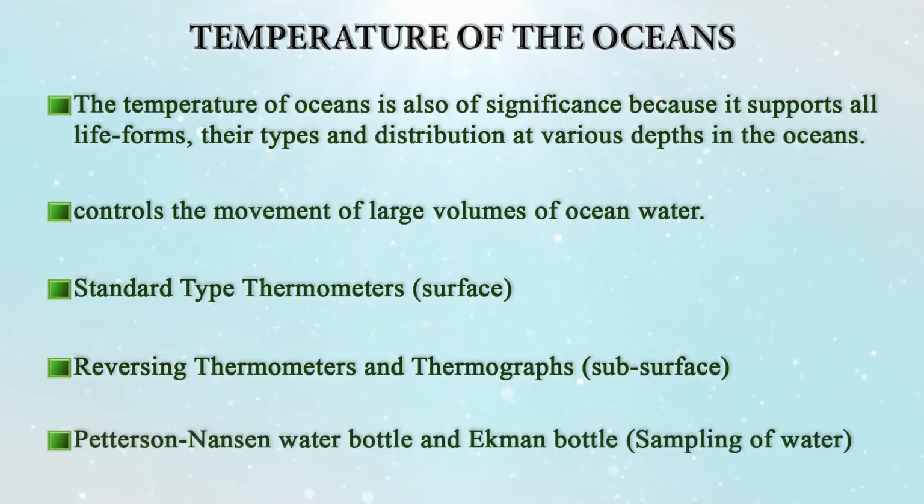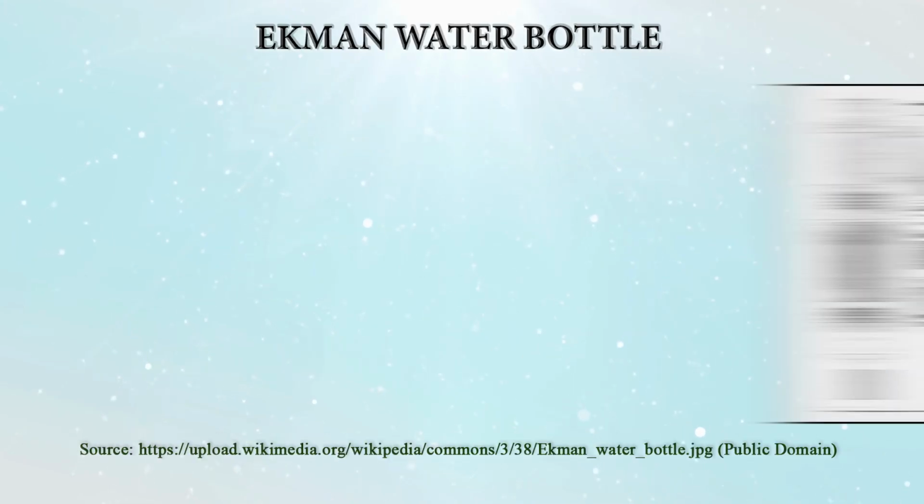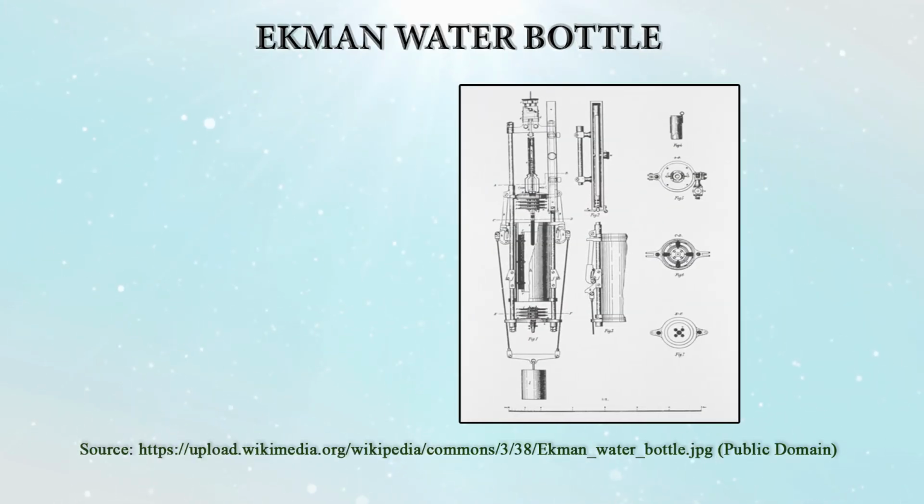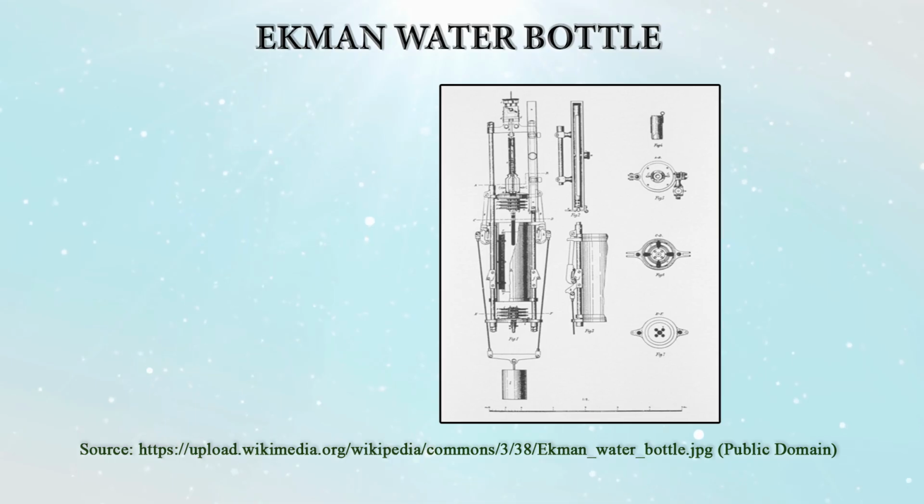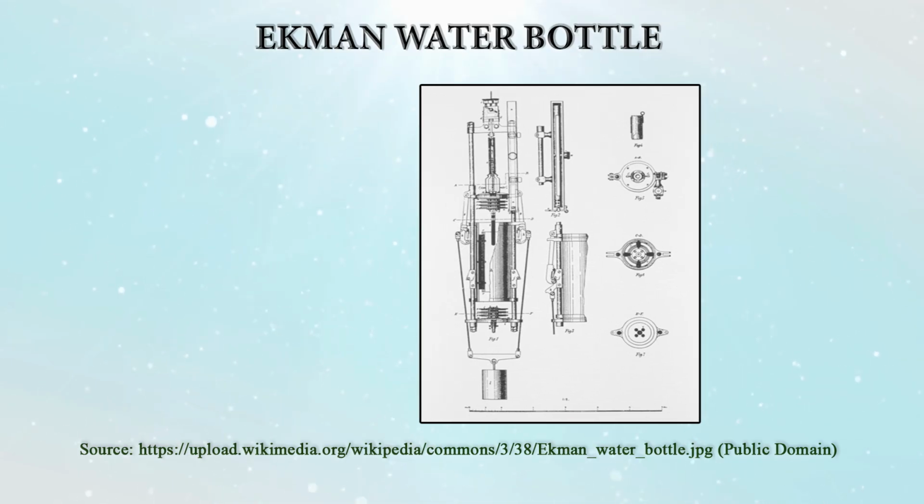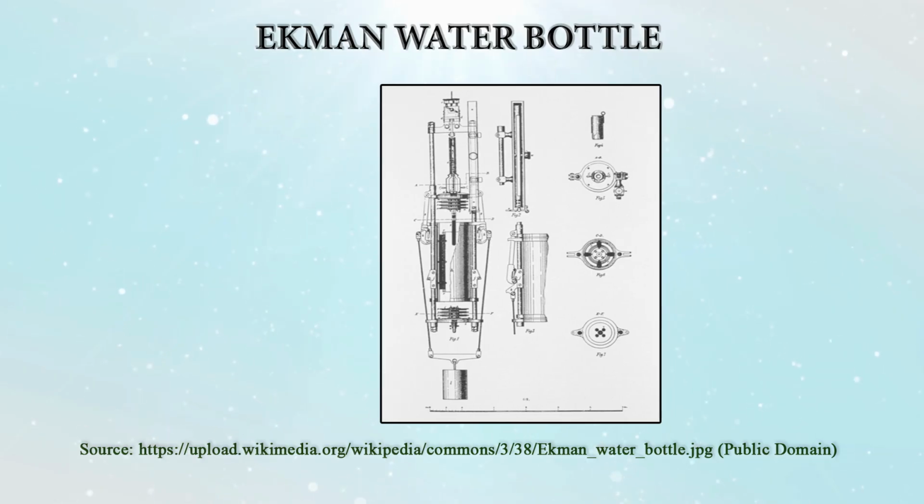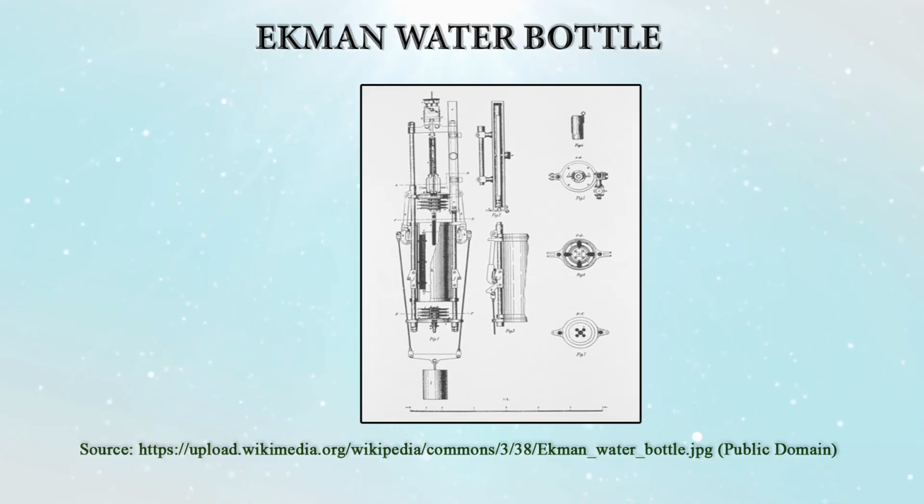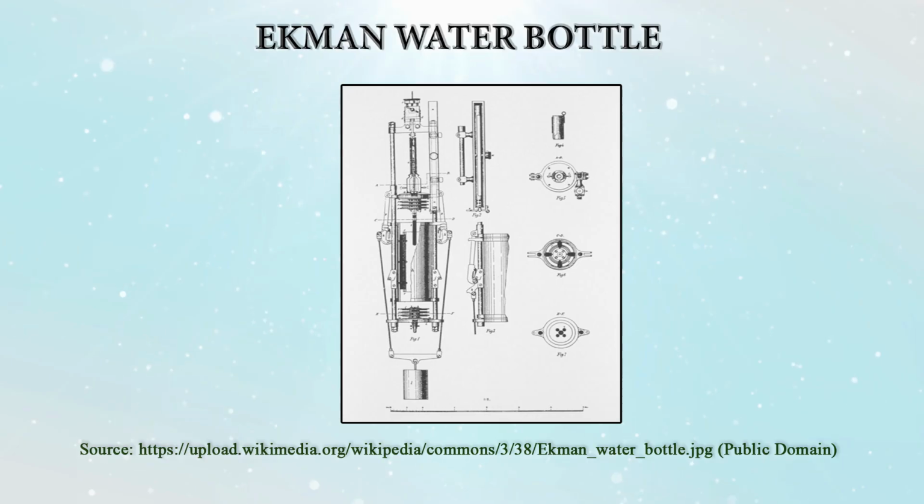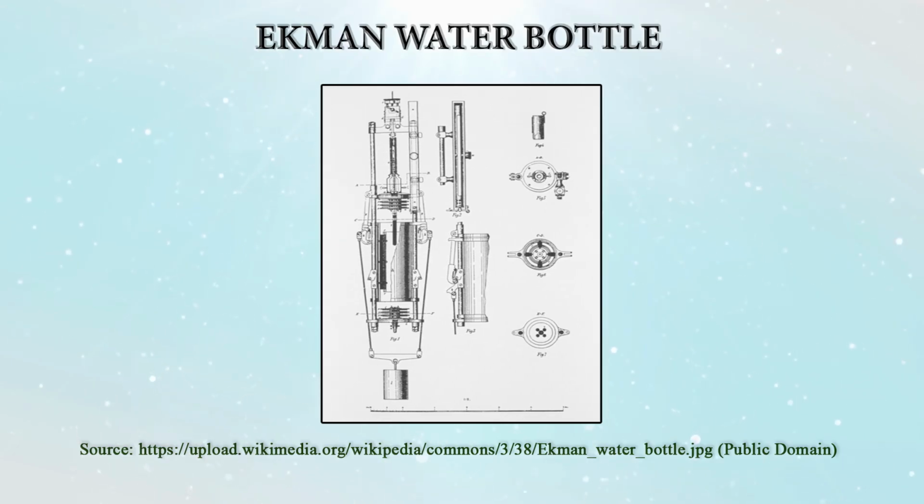The water in the oceans is collected through the Peterson-Nansen water bottle and Ekman water bottle. Now, in this figure you can see an Ekman water bottle, which I mentioned is used for collecting samples of water for measuring the temperature of the oceans. This is an open source image, so I have used it in this presentation.